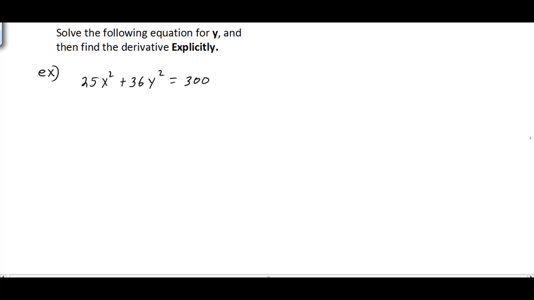Okay, this example says we want to solve the following equation for y and then find the derivative explicitly. So if you notice here, we have 25x squared plus 36y squared equals 300. If we're going to solve this or find the derivative explicitly, we need to solve for y. So to do that, we would move over the 25x squared. So we would have 300 minus 25x squared. And then we could simply divide by the 36.